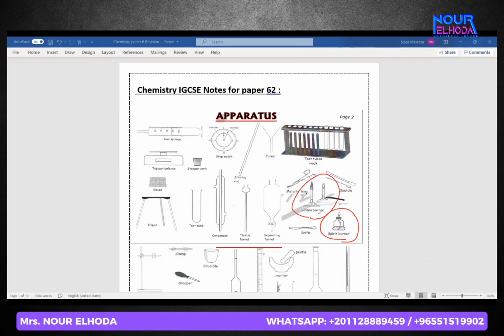What about the spirit burner? What's the difference between Bunsen burner and spirit burner? Both are the same, but the spirit burner is a little bit smaller. It's not like the Bunsen burner, which is more developed. The spirit burner is just a small container with fuel inside. Usually we use any alcohol, like ethanol. In the lab, if you don't have a Bunsen burner, we can make a spirit burner in a very simple way. It's very simple to do.